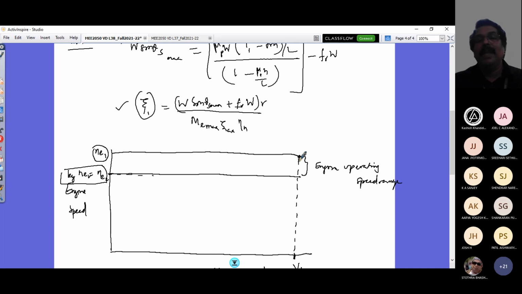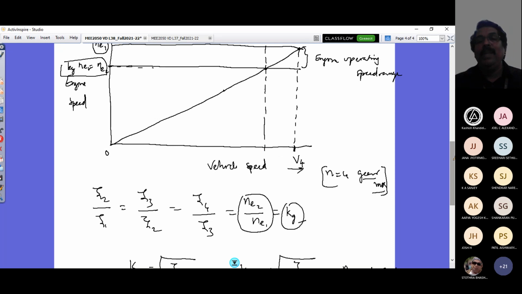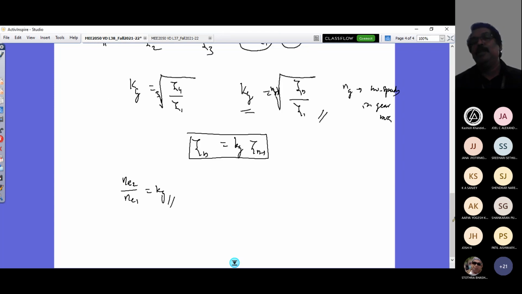Wherever it intersects this, I should connect that to this point, the origin, and draw this diagonal line. Now this is going to intersect this Ne2 horizontal line, and you drop down here, or you go up there. So that's going to decide my third speed. That's my V3 here. So between V3 and V4, you see this is the range that is operating.